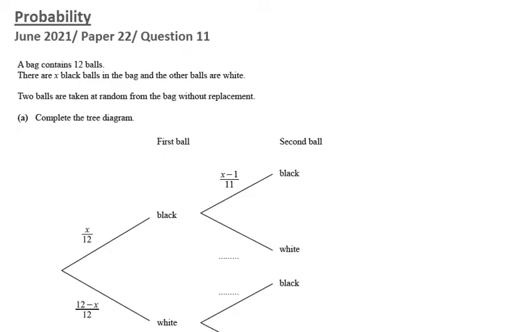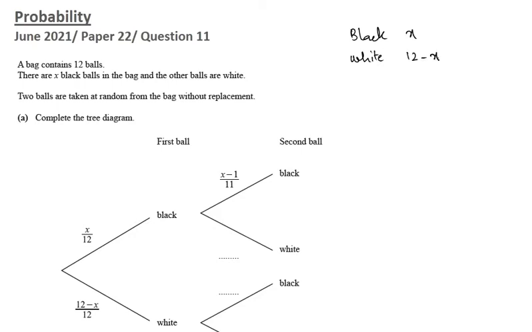Okay, here we have another question of probability, and this question is from the latest past paper, June 2021, paper 2, question 11. A bag contains 12 balls. There are X black balls in the bag and the other balls are white. So we have X black balls. So black balls are X. So white balls will be, as we have a total of 12 balls, 12 minus X.